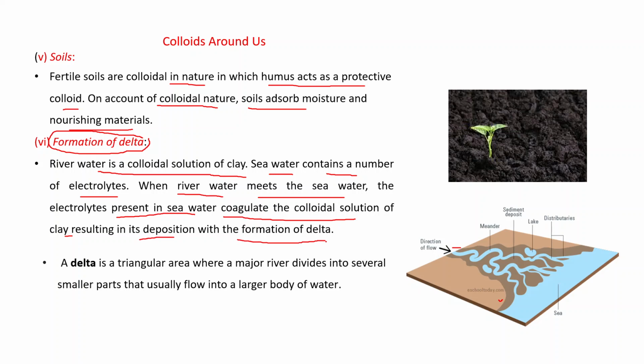delta. Many times this question was asked in the CBSE exam. Why is delta formed when the river meets the sea? This is due to coagulation. Now, we can explain what delta is. Delta is a triangular area where a major river divides into several smaller parts that usually flow into a larger body of water. Clear?